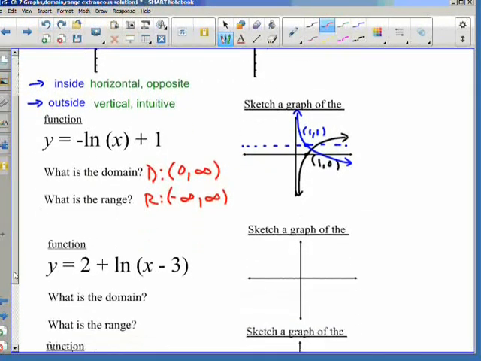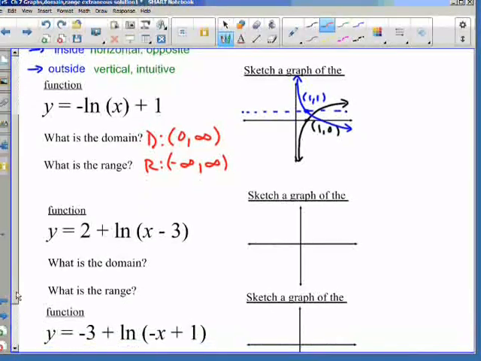All right, second graph here. My parent function again, something like this.